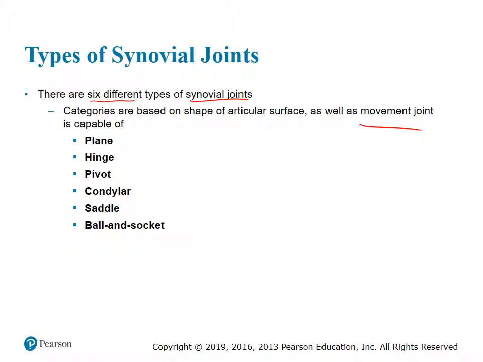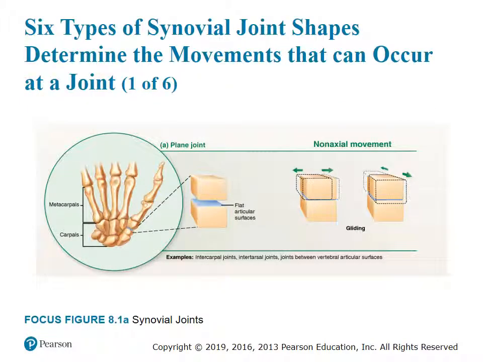So here are all the synovial joint movements, right? Plane, hinge, pivot, condyle, saddle, and ball and socket. And I decided to put these in from the book, because they're helpful to look at, because the figures really help with this, right?